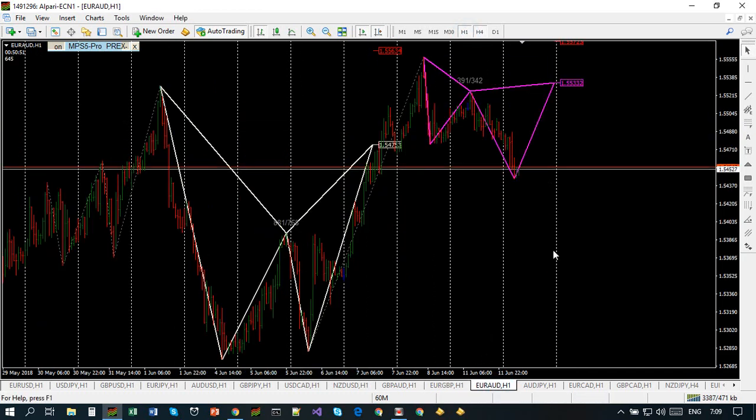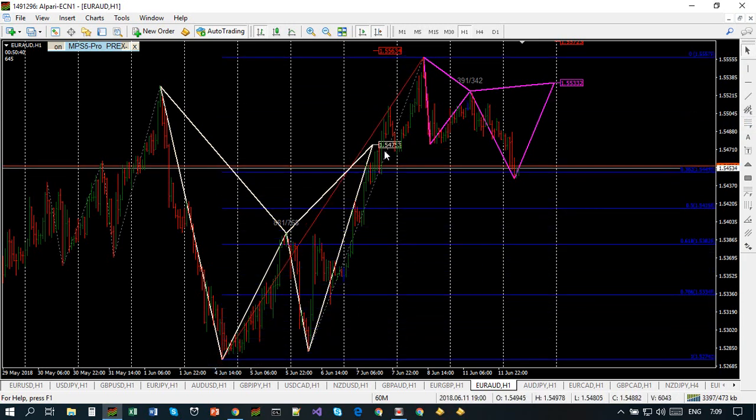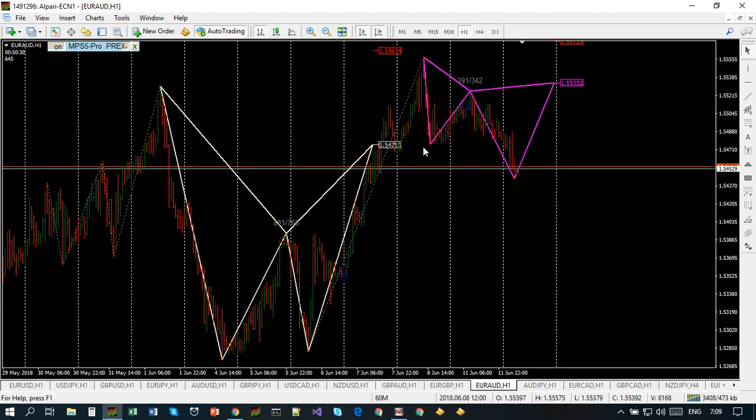Now let's go Euro Aussie, potential cipher pattern, but it is very far from completion. Look at this, patient space. You simply stay very patient and let the price give you a take profit. Okay, now let me talk about this pattern. It is something that requires understanding of how the pattern is traded and how it is managed.